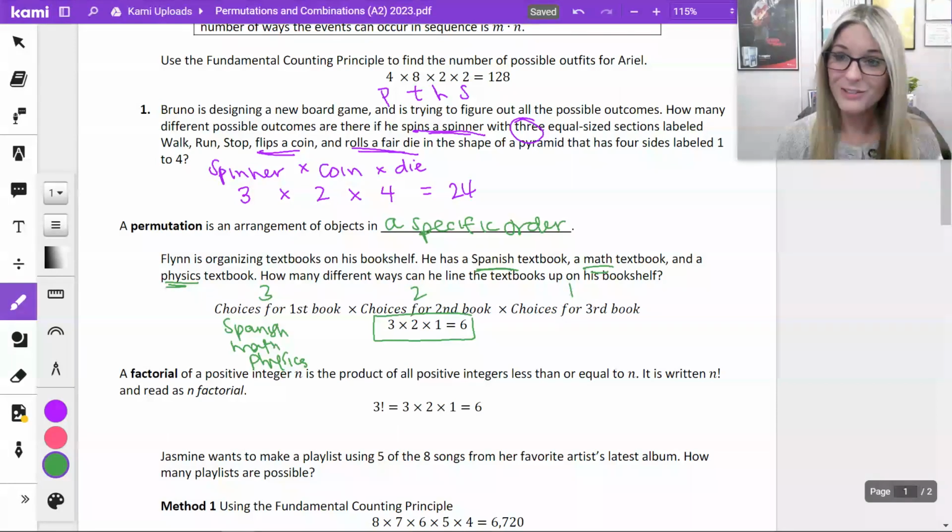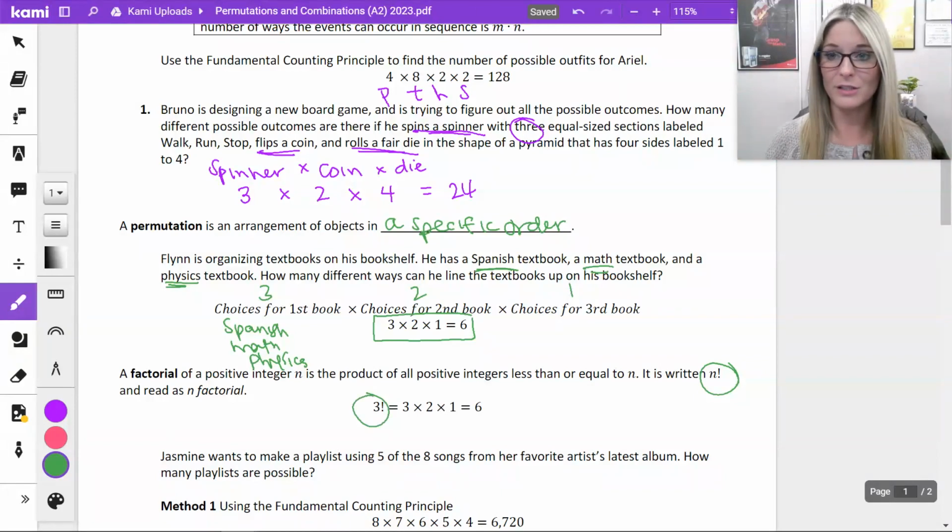Now, a factorial, you've probably seen this and wondered about it. A factorial of a positive integer n is the product of all positive integers less than or equal to n. It is written with that awesome exclamation point, and it's read as n factorial. So this is a really neat shorthand way to do what we just did above. I could just write n factorial, and in the mathematics world, everyone understands that that means 3 times 2 times 1. You can even find this function on your calculator, and that is exactly what it's doing. So 3 factorial is equal to 6 because it is multiplying 3 times 2 times 1. All of the integers that are less than or equal to that value would get multiplied together.